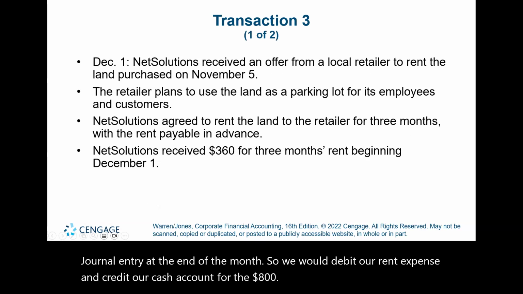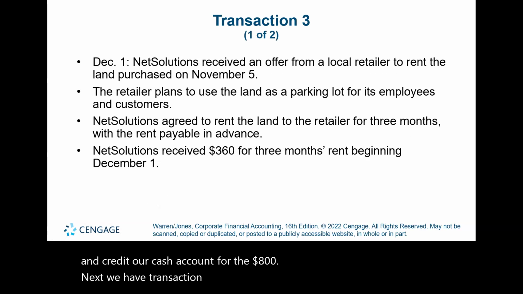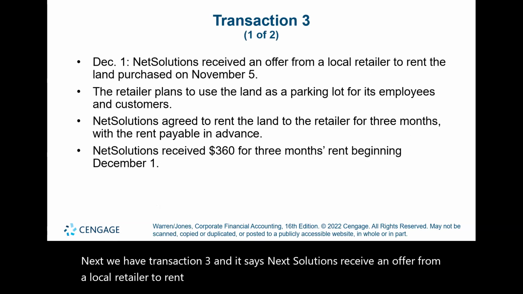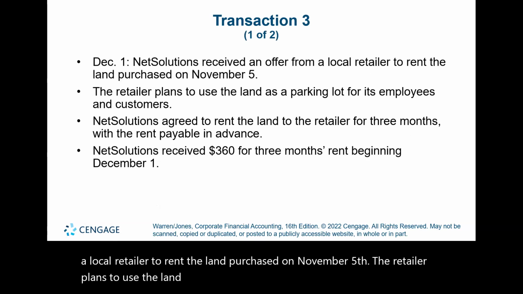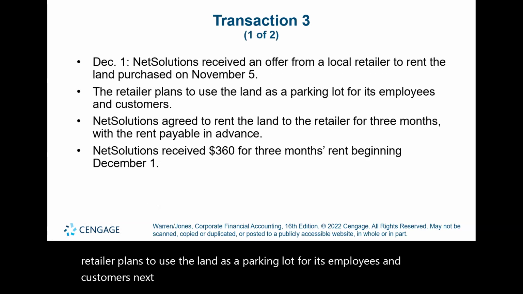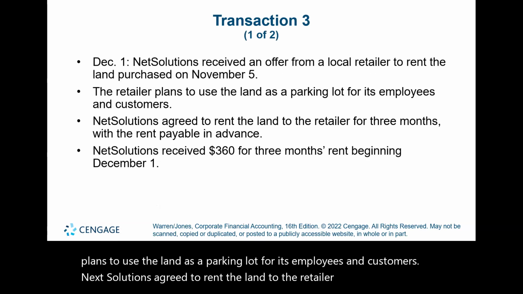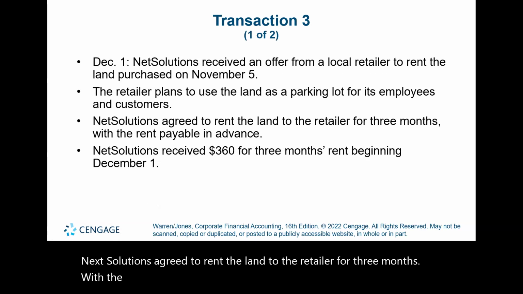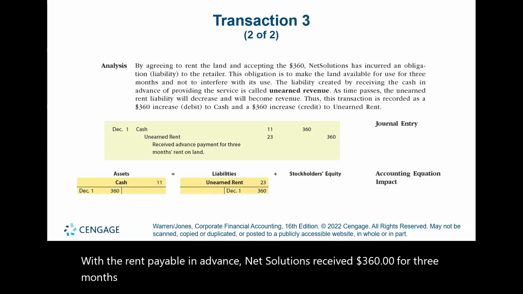Next, we have transaction 3. And it states Net Solutions received an offer from a local retailer to rent the land purchased on November 5th. The retailer plans to use the land as a parking lot for its employees and customers. Net Solutions agreed to rent the land to the retailer for 3 months, with the rent payable in advance. Net Solutions received $360 for 3 months' rent beginning December 1st.